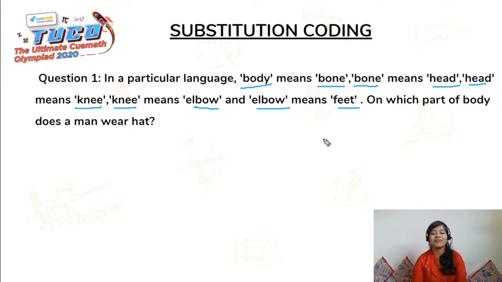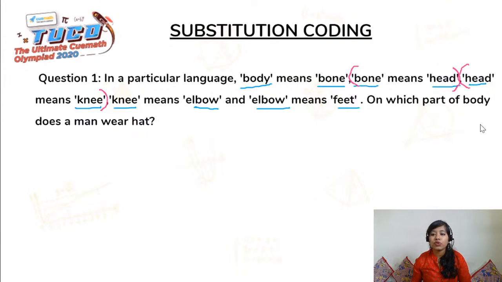Okay, nice question. Before I take you to this question, I want to mention a very, very important thing. Please do remember this, because I'm expecting two kinds of answers from all of you. The reason is, here we obviously know that we wear a hat on the head. But do we go with bone, which means head, or do we go with head, which means knee? This is the confusion which a lot of people face. Is it head which is knee, or is it bone which is head?